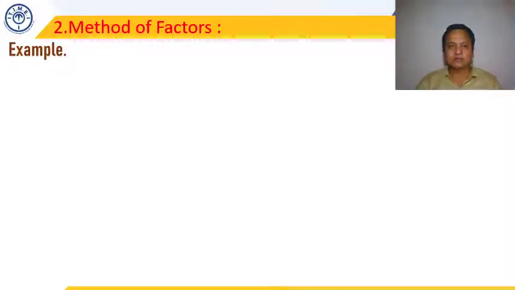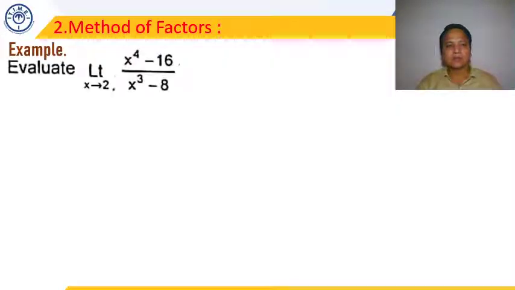Method of factors. Let's take an example on this. It says evaluate the limit when x tends to 2 of (x to the 4 minus 16) upon (x cube minus 8). Once you put x equal to 2, the numerator becomes 0, and the denominator also becomes 0, which is an indeterminate form, 0 by 0. So we cannot use the method of substitution.